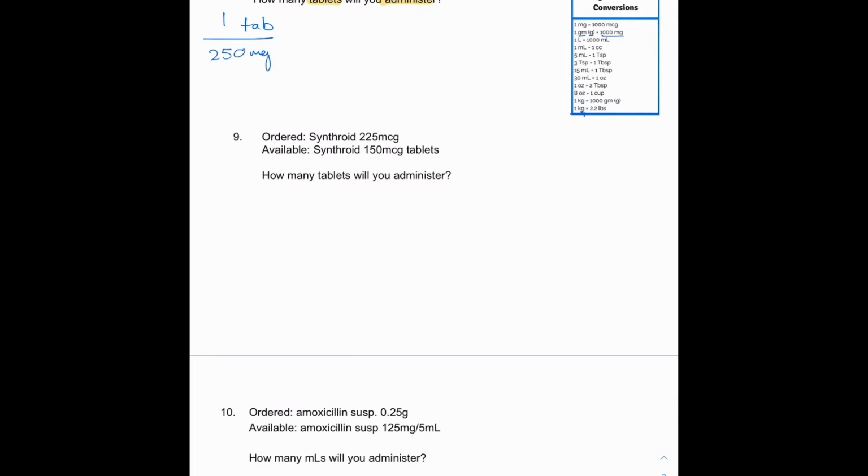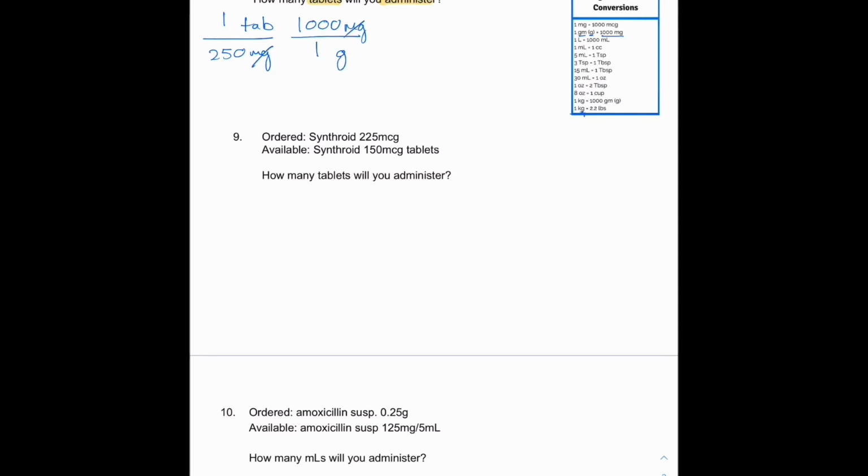And then our order is actually in grams. So do we have something that tells us how to get from milligrams to grams? So we've got 1 gram is equal to 1,000 milligrams. So we want milligrams to cancel and go away, so we'll put that up top. And it's 1,000 milligrams for every 1 gram.